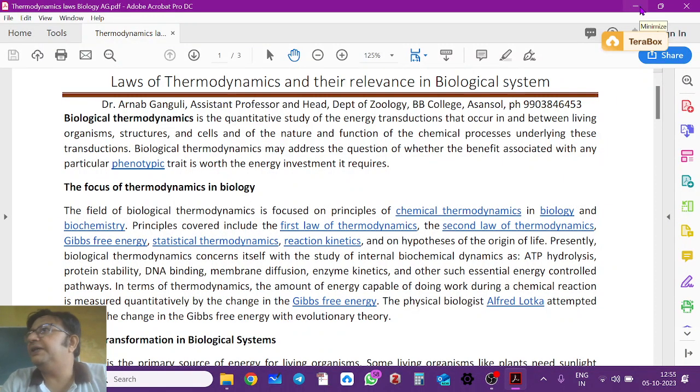Absolutely, on the first page, on the top, the heading: Laws of Thermodynamics and their Relevance in the Biological System.